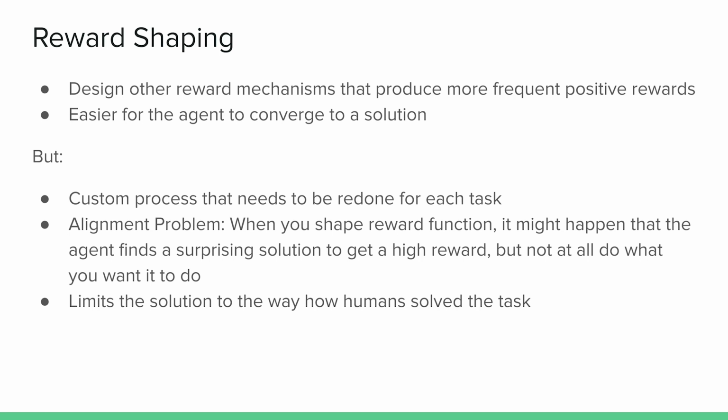The downside of reward shaping, though, is that it's a custom process that needs to be redone for each task, and we have an alignment problem. When you shape the reward function, it might happen that the agent finds an interesting or funny solution which maximizes the reward from the thing that you shaped it to do, but that did not end up doing what you initially had in mind.